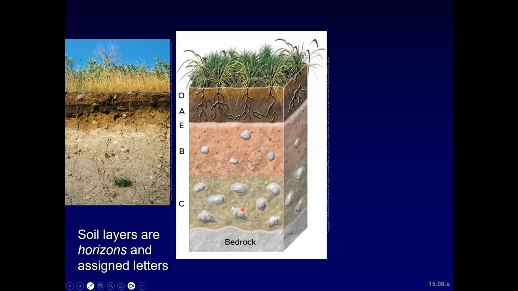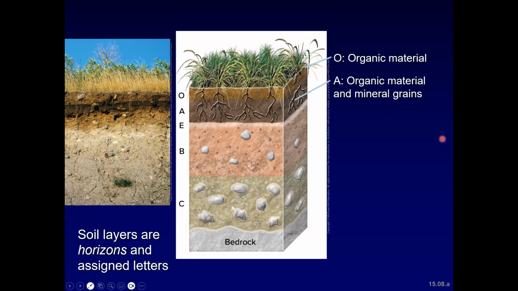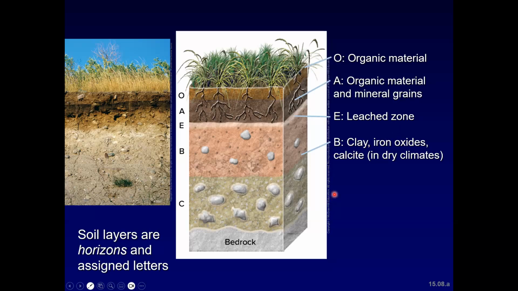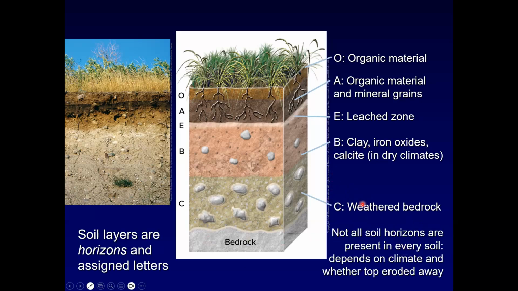We call soil layers horizons, and we assign them different letters. Okay, so we have O as organic material at the top, then organic material and mineral grains, a leached zone leading into clay, iron oxides, and calcite in dry climates, into the weathered bedrock and bedrock itself. Not all soil horizons are going to be present in every soil profile, of course. That depends on the climate and whether or not the top has eroded away over time.